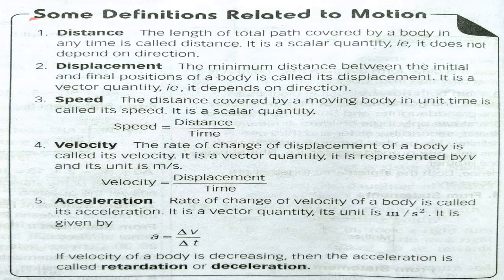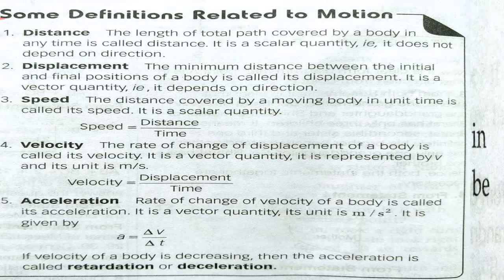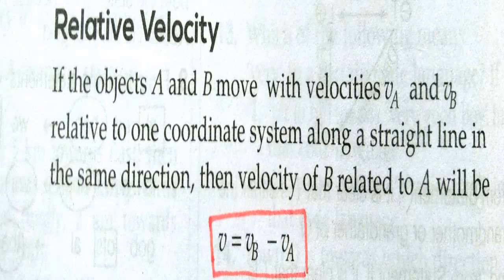If velocity of a body is decreasing, then the acceleration is called retardation or deceleration. Relative velocity. If the objects A and B move with velocities VA and VB relative to one coordinate system along a straight line in the same direction, velocity of B related to A will be V is equal to VB minus VA.